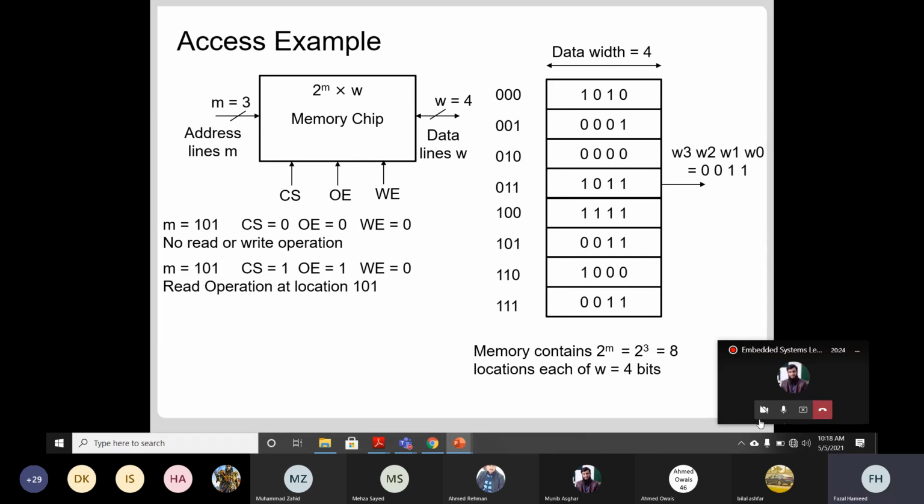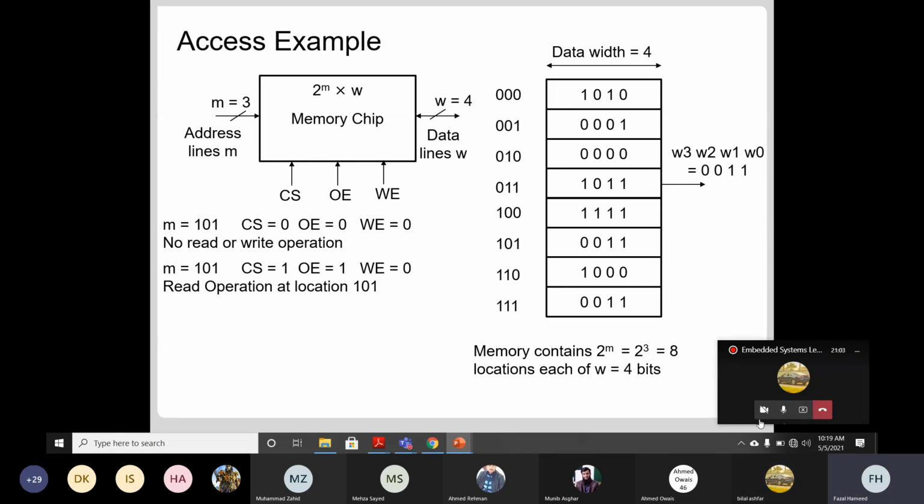Now the next possibility, when the address is 101. M is equal to 101, because it's a 3-bit signal, chip select is 1, OE is 1. What does OE stand for? Output enable. And write enable is 0. So it means it's a read operation. And at which location do we want to perform the read operation? 101.